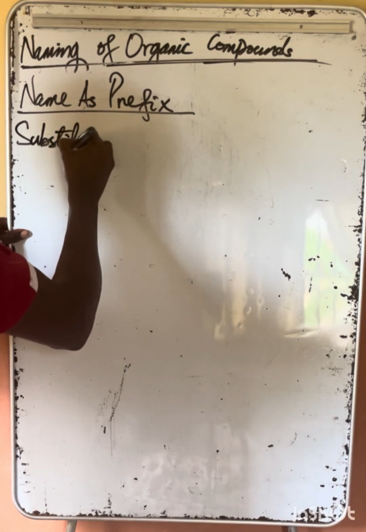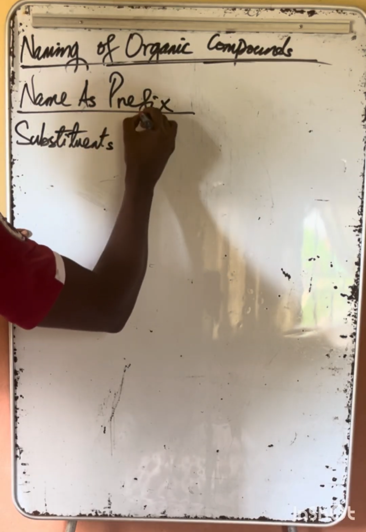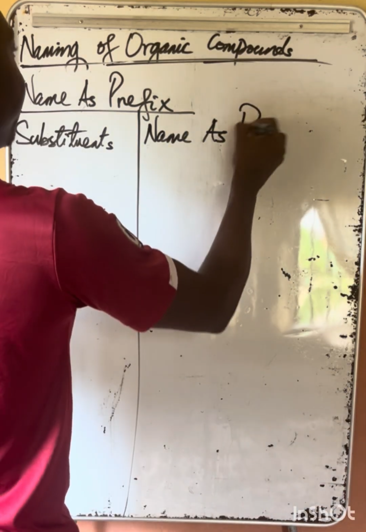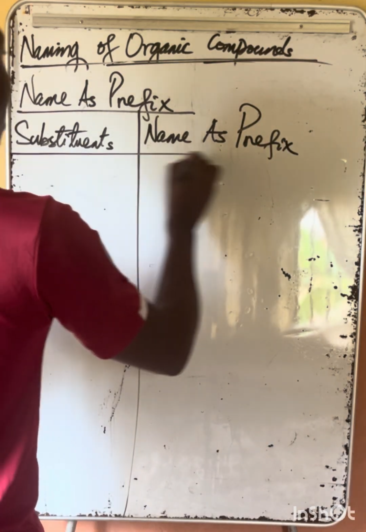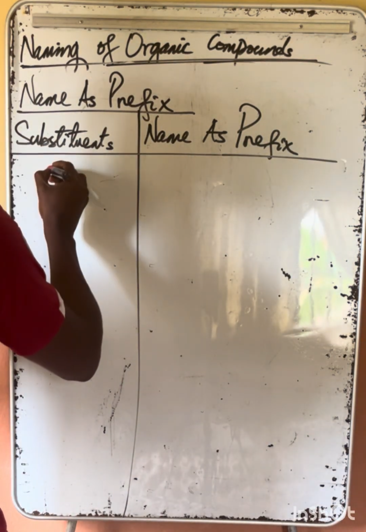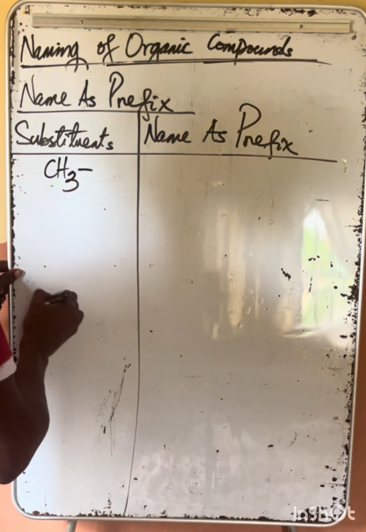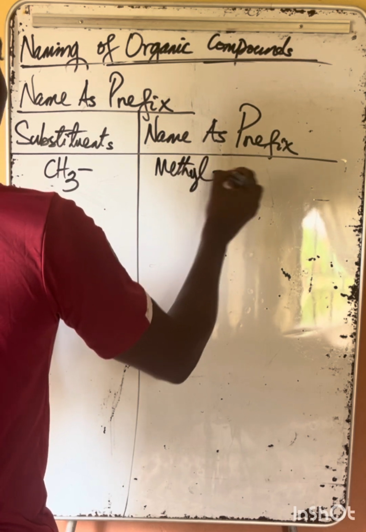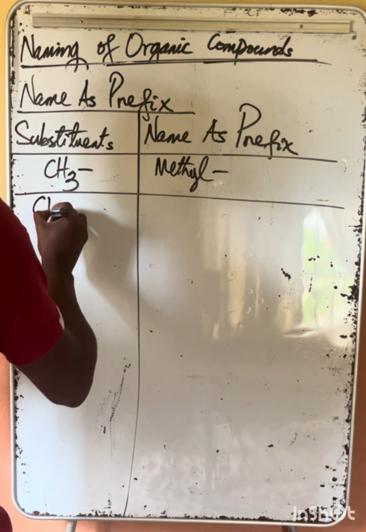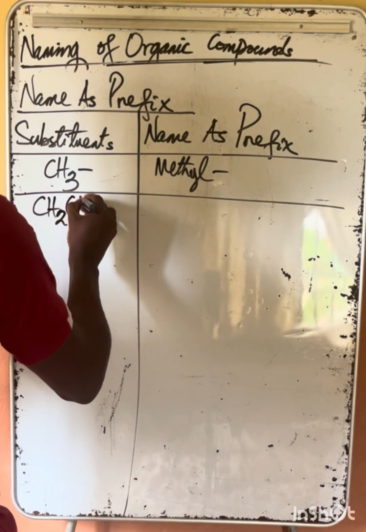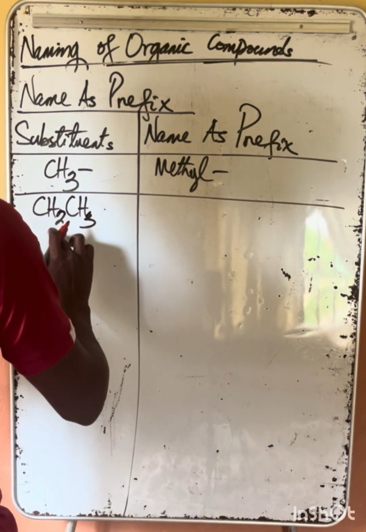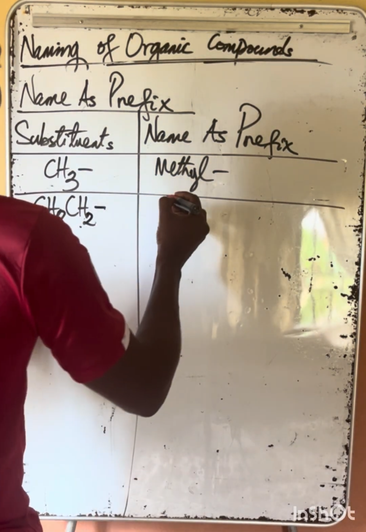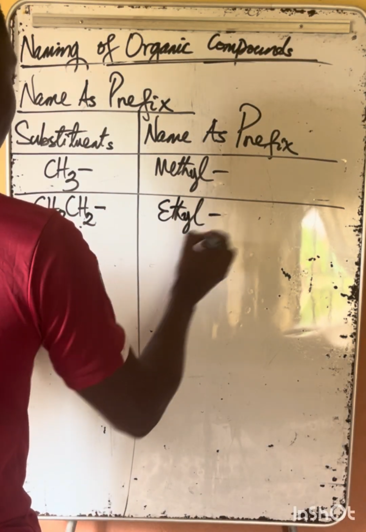Substituents, name as prefix. All right. For a substituent like CH3, which is an alkyl group, the name as prefix is methyl. Okay. For a substituent like CH2CH3, or it can be CH3 here, CH2 there, depending on where it appears. But let me leave it as this. The name as prefix is ethyl.